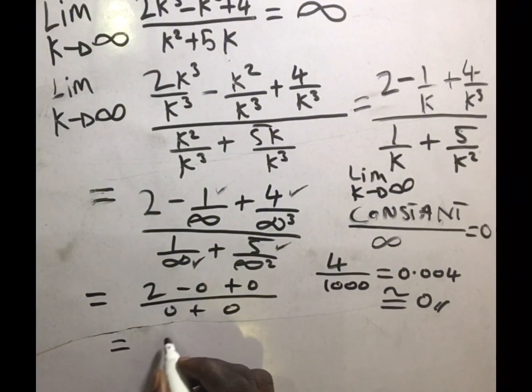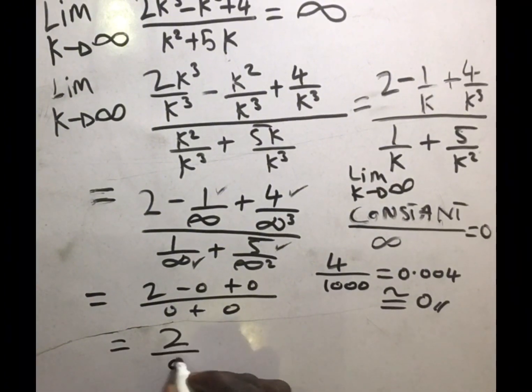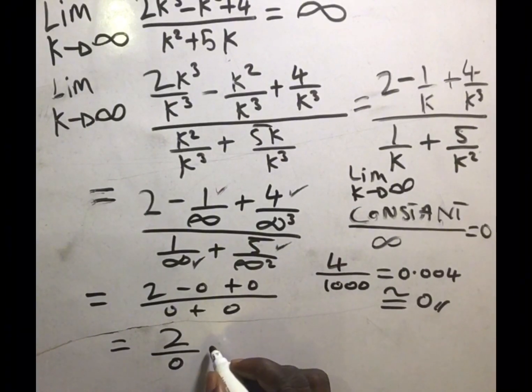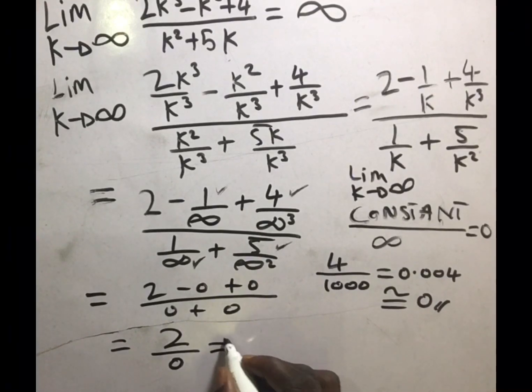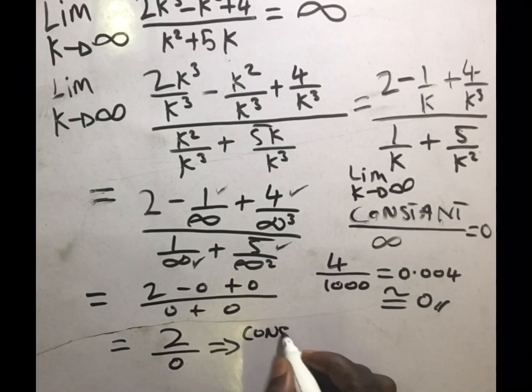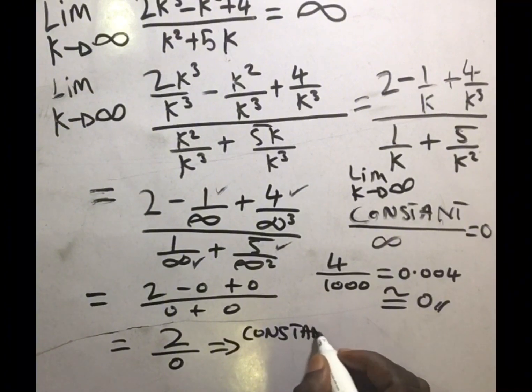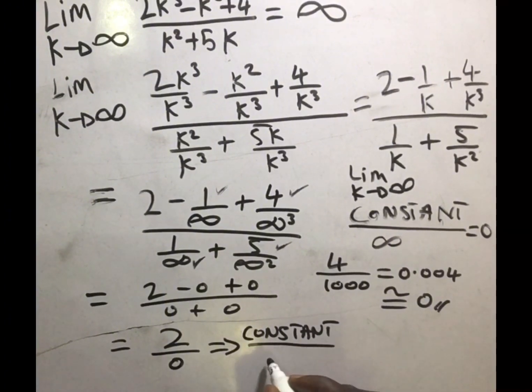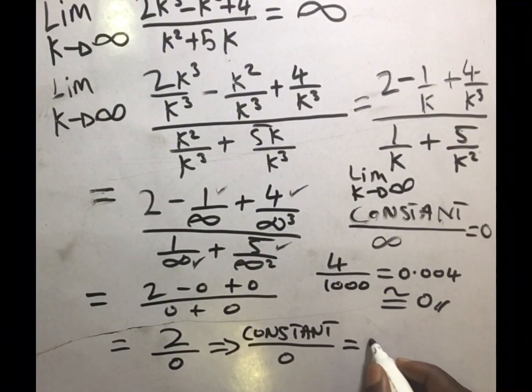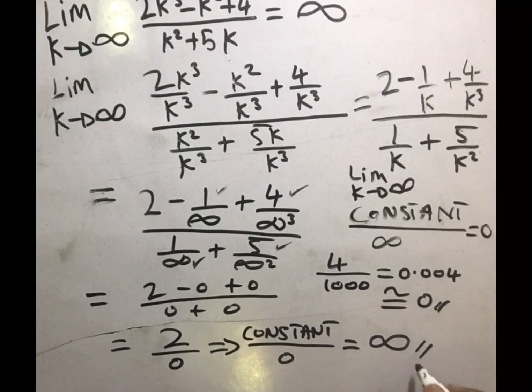Okay, so now that we have 2 minus 0 plus 0, that is going to be 2. So basically we are going to have 2 over 0. And we said 2 over 0 is a constant over 0. Just recall that any constant over 0 is going to give you infinity. And now we've arrived at this point where we left.